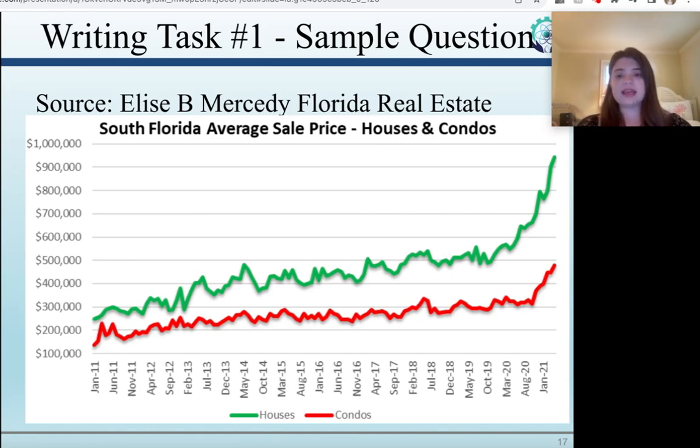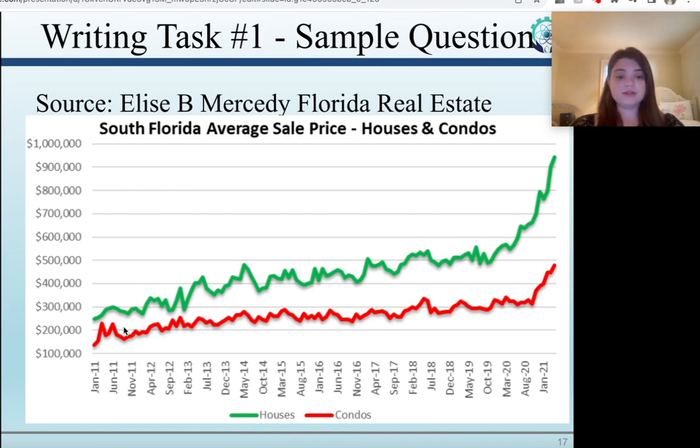Okay, then what can we say is the main trend? Well, there's a couple things we could see as the main trend. We could say that both houses and condos increased in value over time, right? If we look at condos, they start at about maybe $125,000 on average in January 2011. And then by January of 2021, they're almost at $500,000. They're just shy of that $500,000 mark over the 10 years, right? So we could say that.